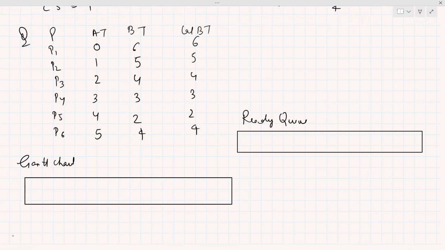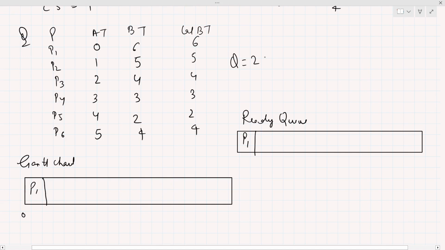So at 0, how many processes are available? One process is available, P1. So P1 goes in the ready queue. P1 is available, so P1 comes in the running queue or in the Gantt chart. The main thing is the time quantum. The time quantum for this particular question is also 2. Now you have to solve it. Pause the video and try to make a Gantt chart by yourself. And if you are not able to do that, then resume the video.